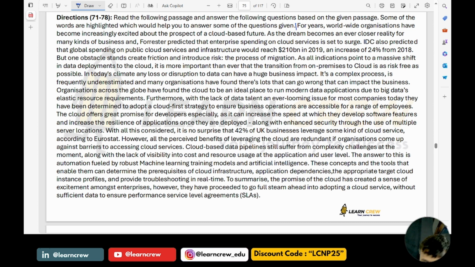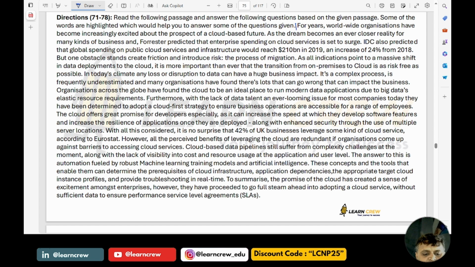For years, worldwide organizations have become increasingly excited about the prospect of a cloud-based future, as the dream comes an ever closer reality for many kinds of business, and Forrester projected that enterprise spending on cloud services is set to surge.